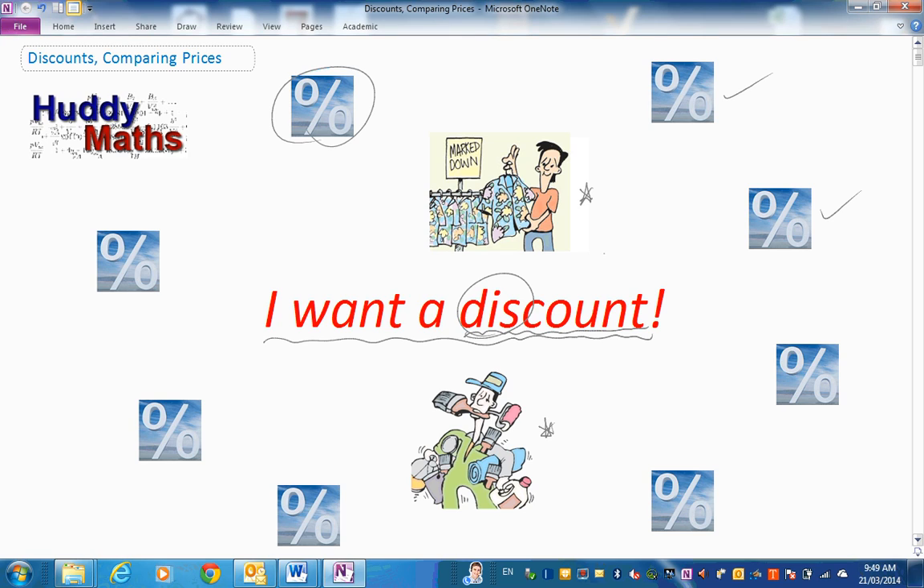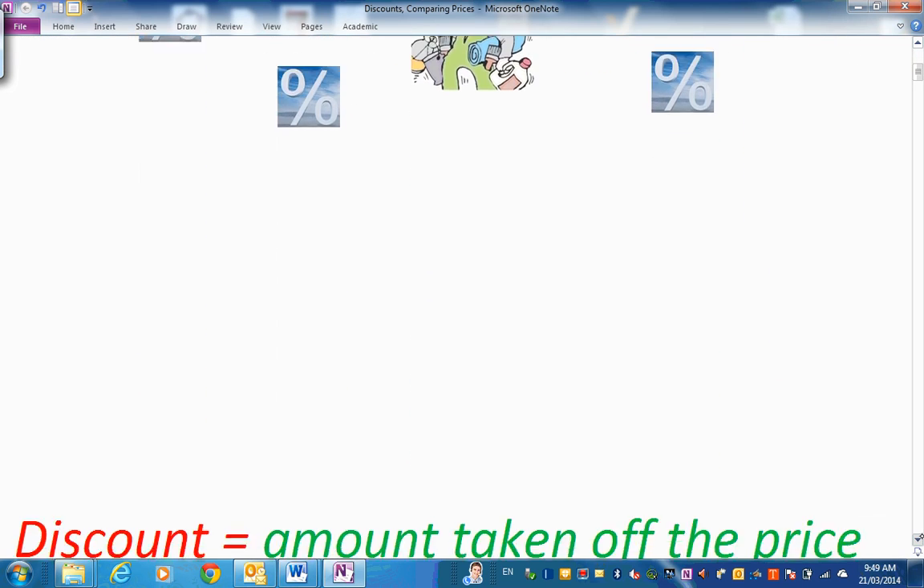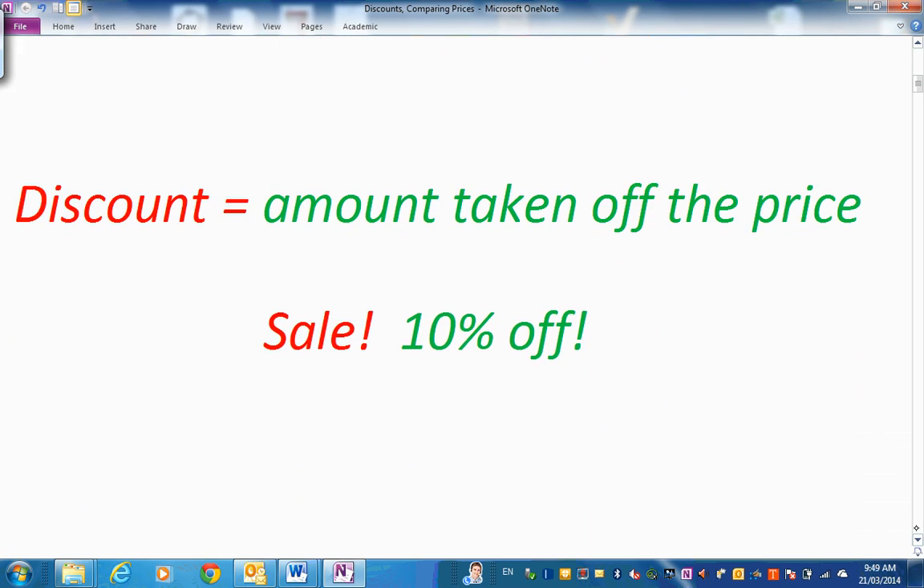Okay, so we're going to get a discount, we hope. Let's have a look at all the different mathematical calculations involved in various discounts. So come on down, let's look at it in a little bit more detail now. And here we are. Discount is the amount taken off the price. Sale, sale, sale, they say, and we've got 10% off. Actually, 10% off is not a lot. What is that? That's $10 in every $100. Not a lot off. Let's do a calculation and start to look at the maths of this.